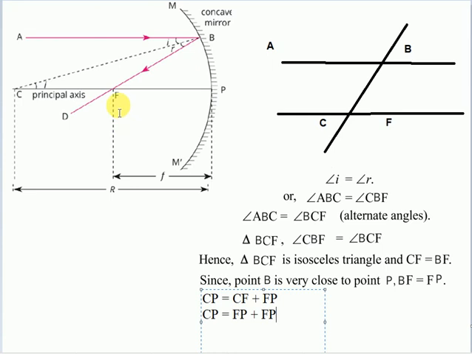As we know that the distance between the pole of the mirror and the focus point is known as focal length, so we will write FP is equal to f, which indicates focal length, and instead of CP we will write R as it's the radius of curvature. Hence here we derive the relation that radius of curvature is twice the focal length.